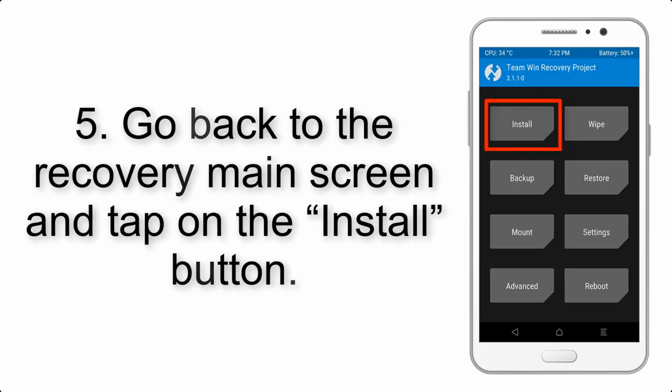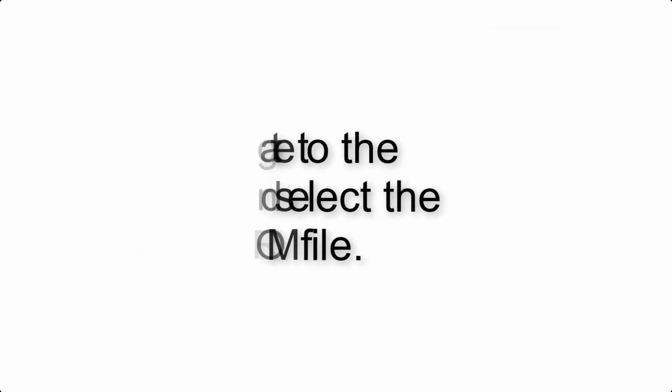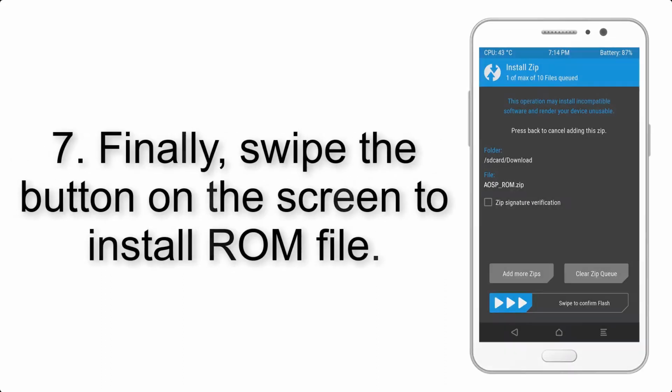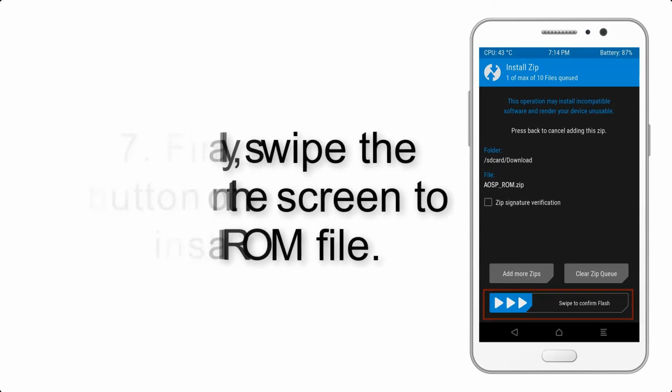Step 5. Go back to the recovery main screen, and tap on the Install button. Step 6. Navigate to the storage, and select the GSI ROM file. Step 7. Finally, swipe the button on the screen to install the ROM file.